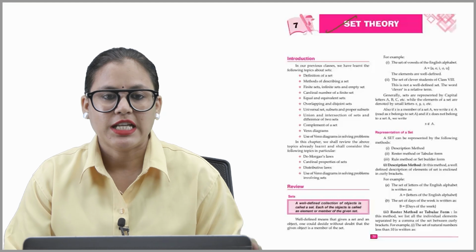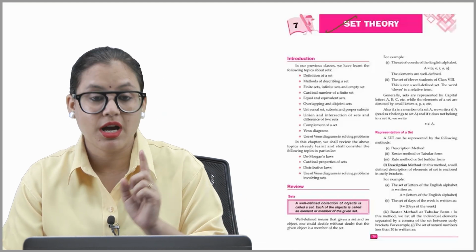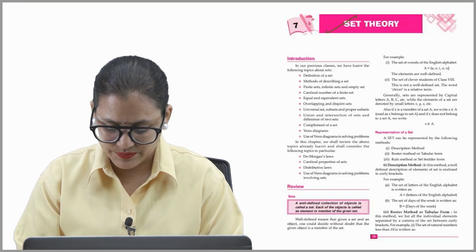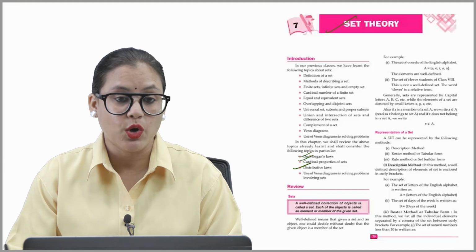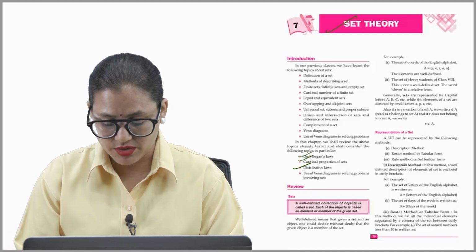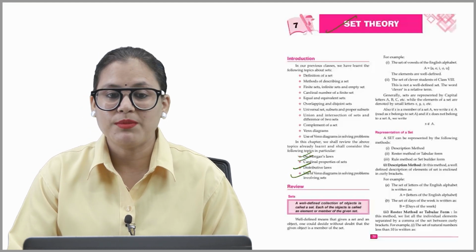So in this chapter, we shall review the above topics already learned and shall consider the following topics in particular: De Morgan's laws, cardinal properties of sets, distributive laws and use of Venn diagrams in solving problems involving sets.